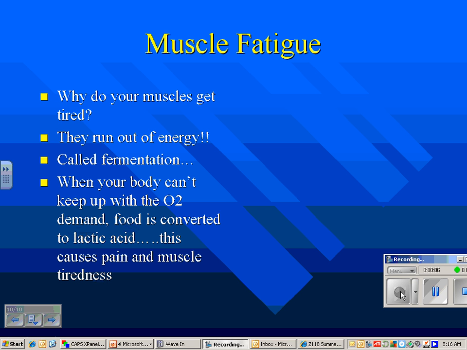We'll look at muscle fatigue in a lab in class. So that's our discussion of muscles and the muscular system.